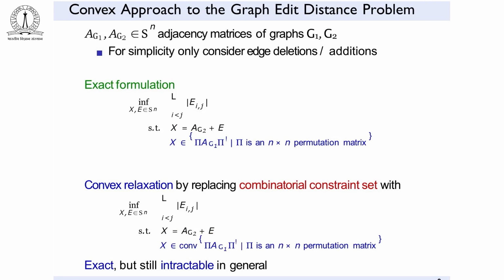You can, in principle, write down again the objective function is a convex function, sum of absolute values. This is a linear equation. You can take the convex hull of the set again. In this case, this is exact. You can prove that this will, under no additional assumptions, actually give you the graph edit distance between G1 and G2 by solving this convex optimization problem. But it is also intractable in general because of the same complexity associated to describing that convex set.